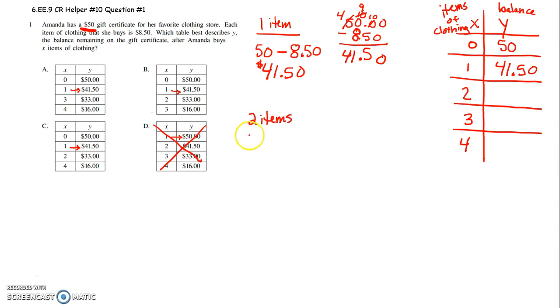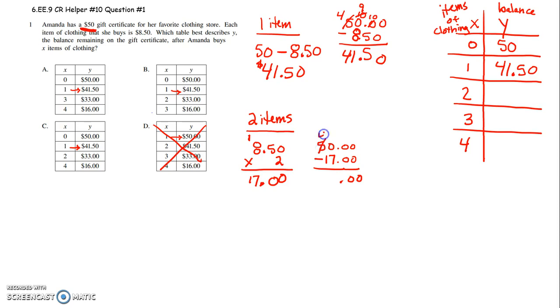Now she's buying 2 items. Each of those items is $8.50. So she's taking her $8.50 and buying 2 of them. I'm going to multiply $8.50 by 2. 2 times 0 is 0. 5 times 2 is 10. Put down a 0, carry a 1. 2 times 8 is 16, and 1 is 17. So then we're going to take 50 minus 17. I can even put it in terms of money if you would like.